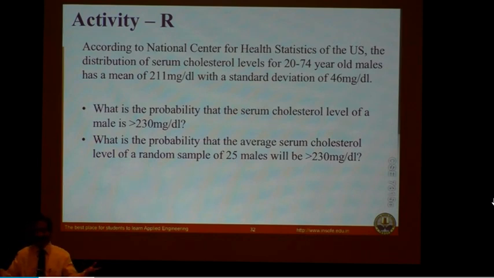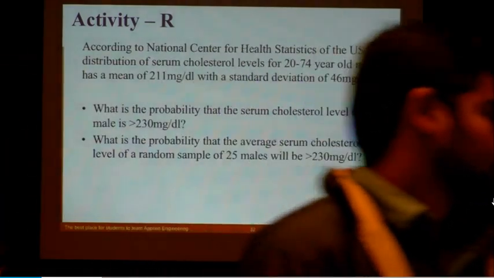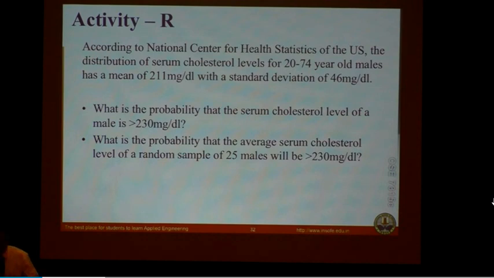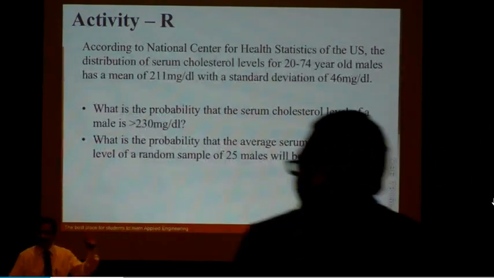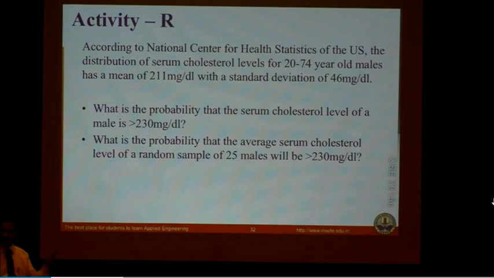Z-score. So what is the z-score now? That's it. 230 minus 211 divided by 46. That's my z-score. And then I get my P of not more than 230, so 1 minus that probability. Done. In the second case, what do I do?